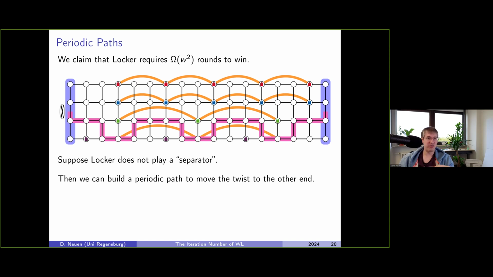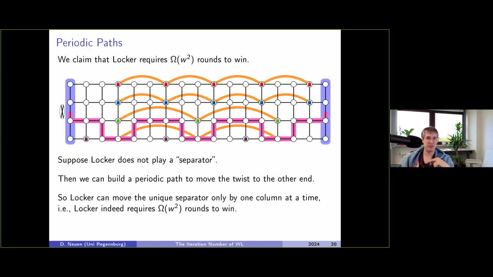The fact is that in the last two rows, I actually chose the same period. This was not a coincidence. It was by design, so that I have the possibility to build these periodic paths, because both of these rows have the same period. So this path is actually compatible. And this allows us, whenever a separator is not placed, to move our twist from one end to the other. So really, omega of w squared rounds are needed to win.